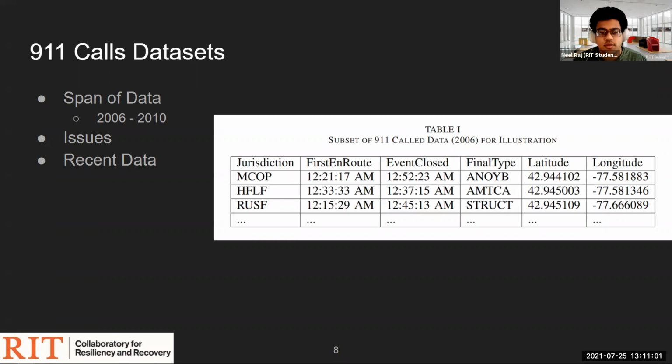Now, there are some issues with the data set. There's a lot of missing data on timings as well as locations. It makes it difficult to draw full analysis from all of the data.